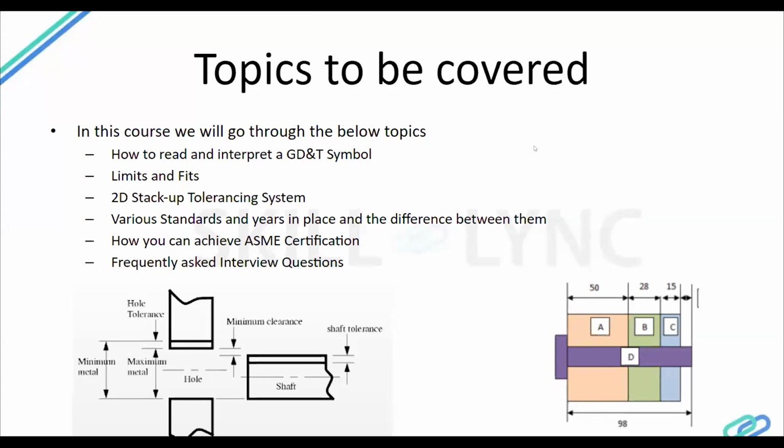And we'll also be laying hands on 2D stack up and the tolerancing system which we follow, and how GD&T and tolerance stack ups are involved and how interlinked. And also we'll be looking at the various standards which ASME has given, and what is the difference between them. There is a lot of emphasis on those things also, and of course how you can achieve your ASME certification. I'll just be giving a brief outlook about that in a couple of slides also.